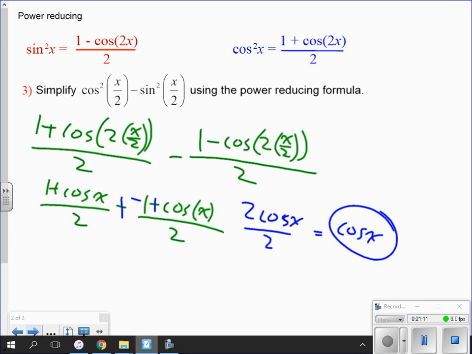That's an identity. We just did an identity proof. Cosine squared of x over 2 minus sine squared x over 2 is equal to the cosine of x. That's essentially what we did, we proved an identity here. Now, we didn't have our final goal like we normally have with an identity, but I should say we created a new identity.